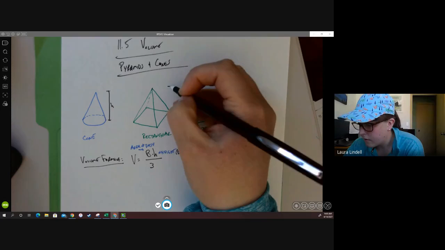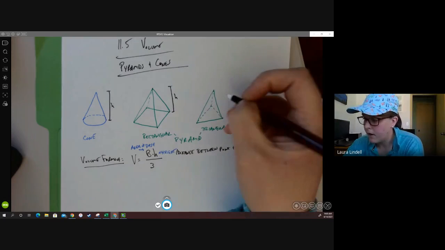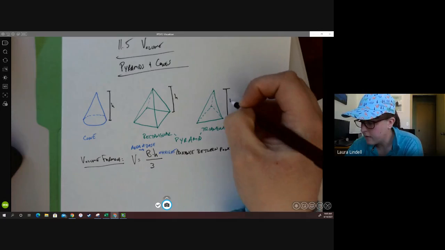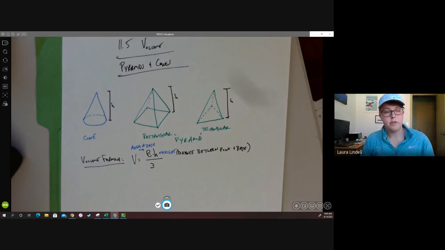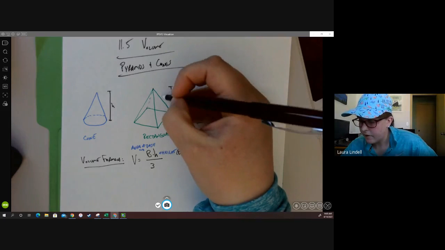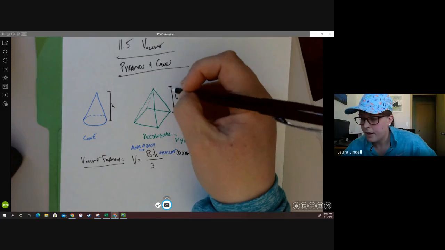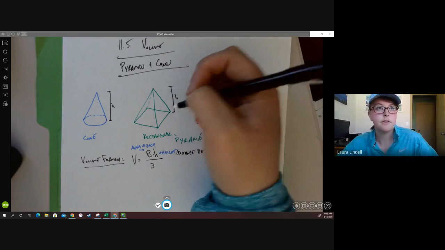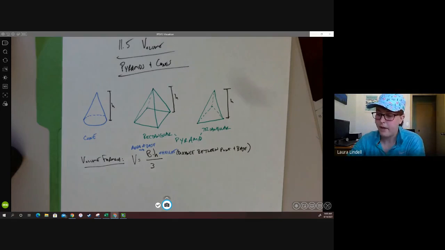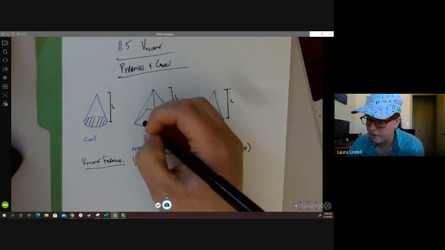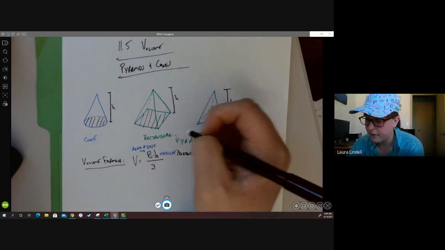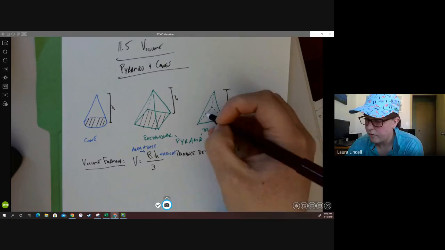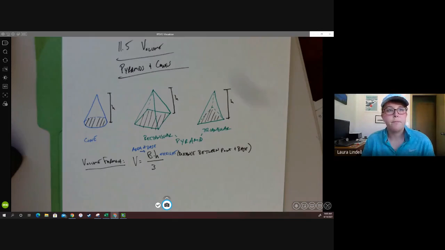So in this case, that might be our height. And so it's that vertical, perpendicular distance. If they gave you the length of this side or something like that, that would not be the height. The height has to be perpendicular to the base. And then the base for a cone would be a circle. For a rectangular pyramid, it would be a rectangle. For a triangular pyramid, it would be a triangle. So again, this is going to be very similar to what we did yesterday. So let's go ahead and do an example.